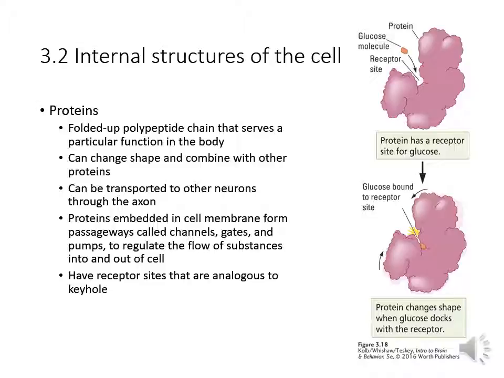Proteins embedded in the cell membrane, as I mentioned just before when we were talking about the cell membrane, form passageways or gates, and these are called channels, gates, and pumps, and they regulate the flow of substances in and out. There's also a receptor site, as you can see up here, which is like a little groove in the protein, and they're sort of analogous to a keyhole. So if the right molecule comes in, then it might change the shape of the protein.